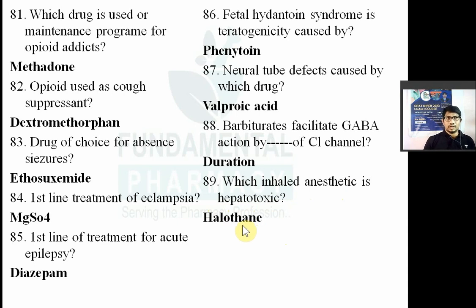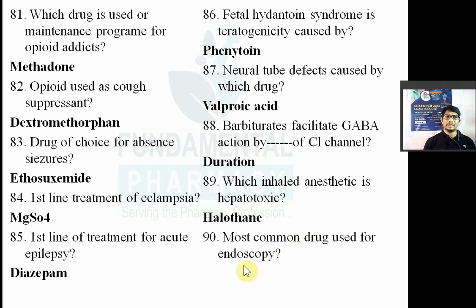Again, halothane, isoflurane, enflurane, sevoflurane also have one more adverse effect known as malignant hyperthermia. So that will come in an upcoming question, I will explain. So remember, halothane causes hepatotoxicity.